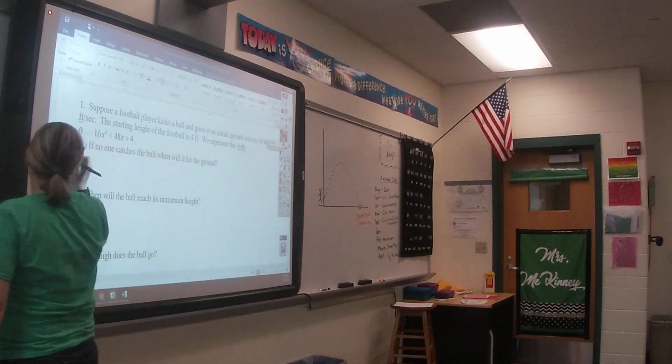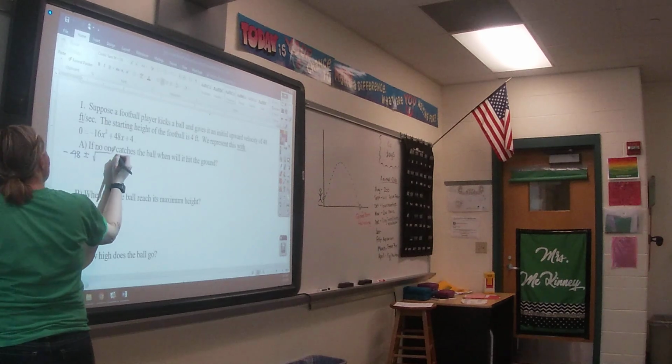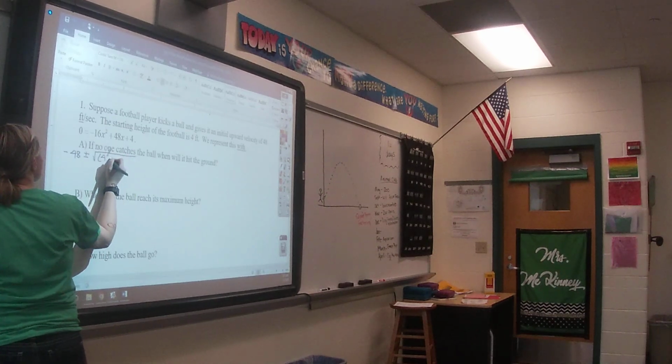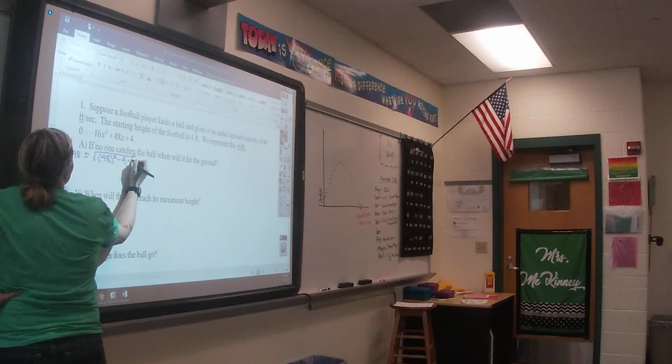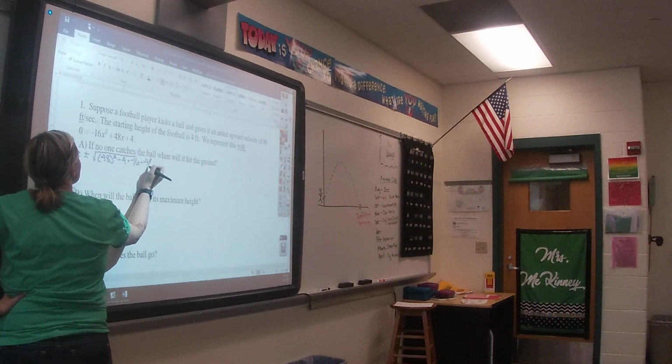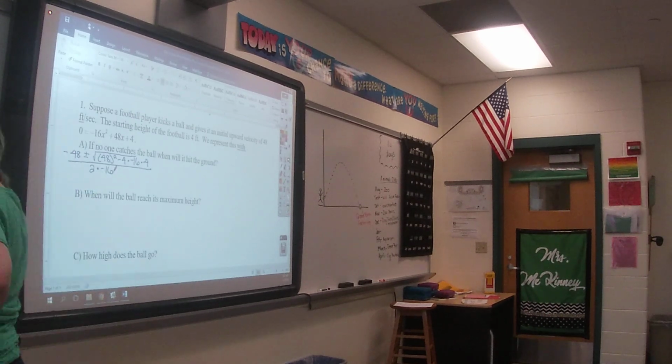So let's see, we'll say negative 48 plus or minus the square root of 48 squared minus 4 times negative 16 times 4, all over 2 times negative 16. Right, remember when I said you'd be dreaming quadratic formula? We do it a ton. Bailey, write this down.